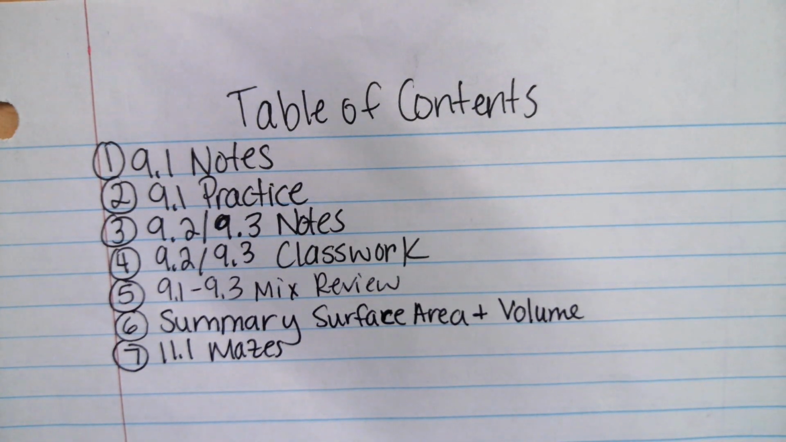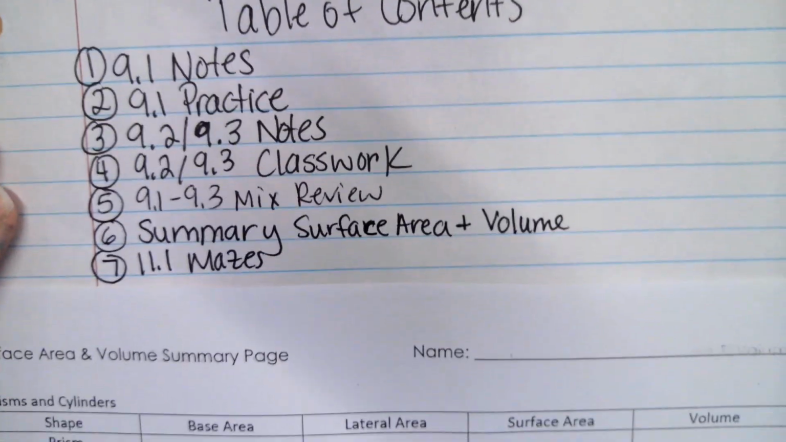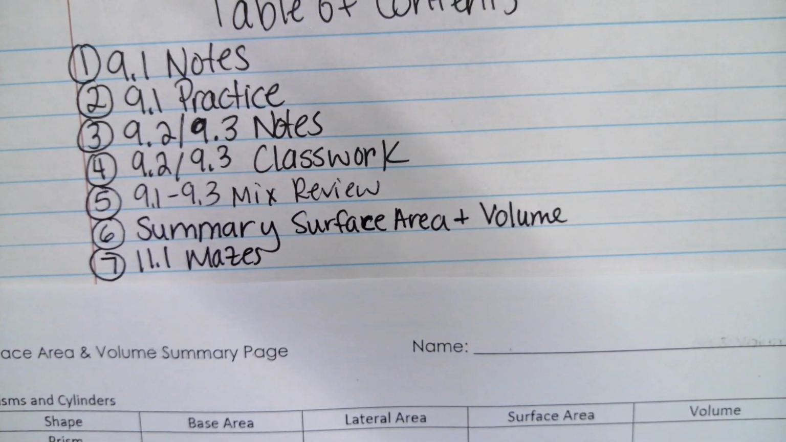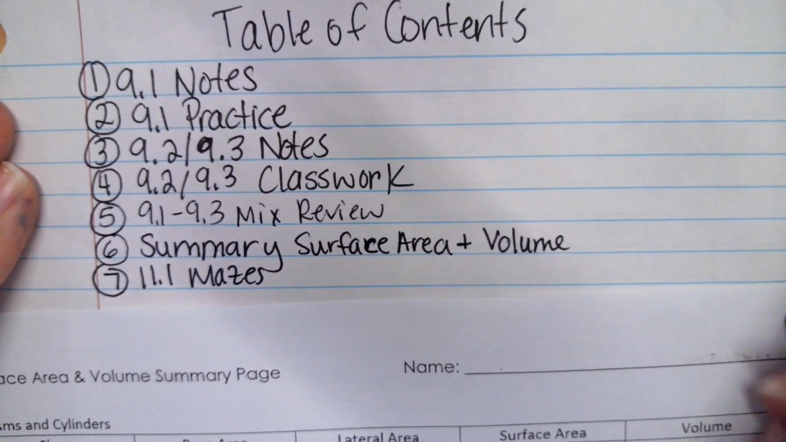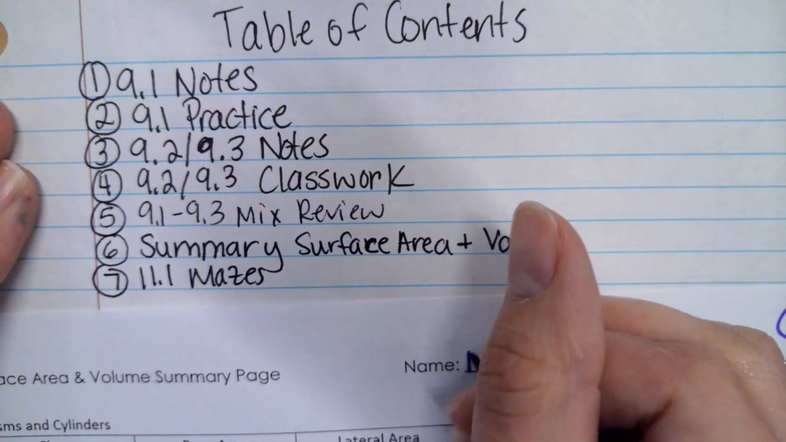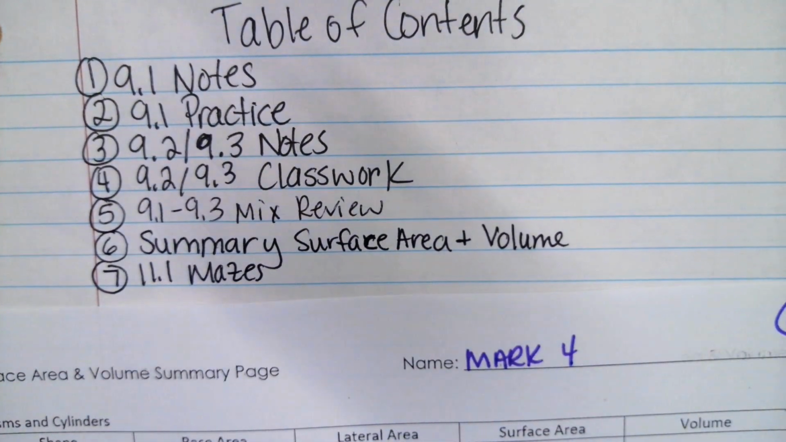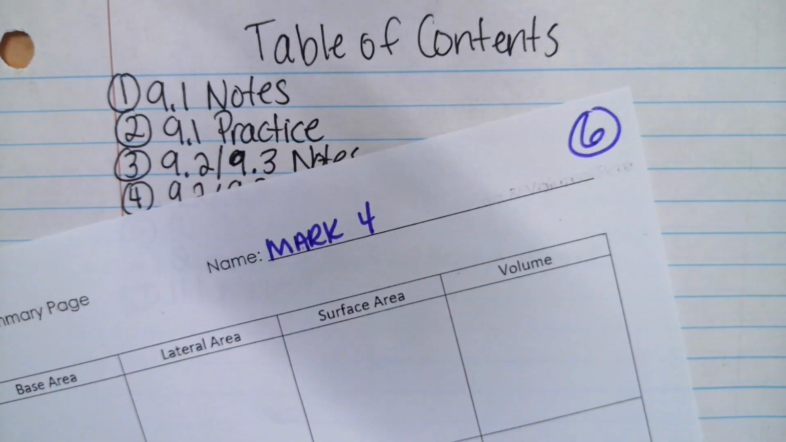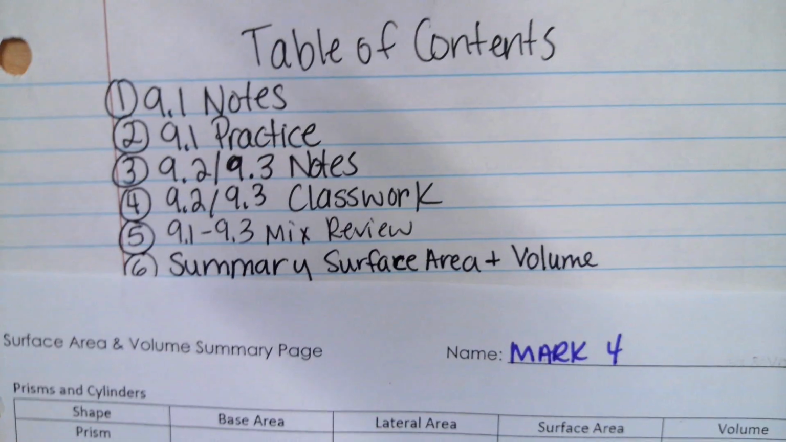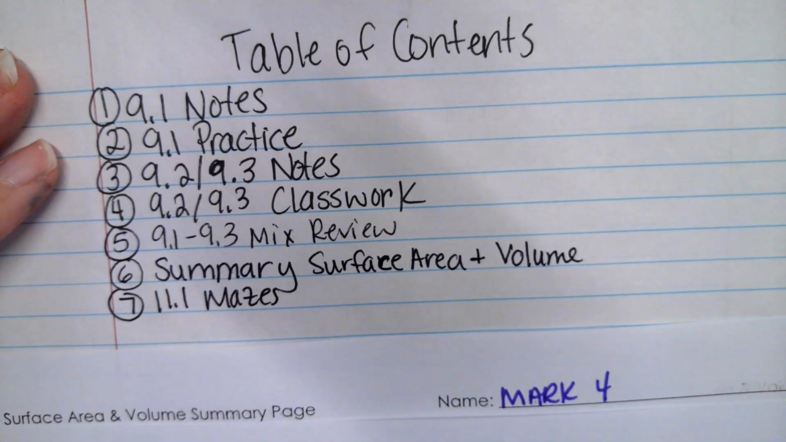Okay, adding to our table of contents, page 6, which is this guy right here. Page 6, it is our summary. And then page 7 is our classwork for today. The homework is on Google Classroom. It is a Google form like before.